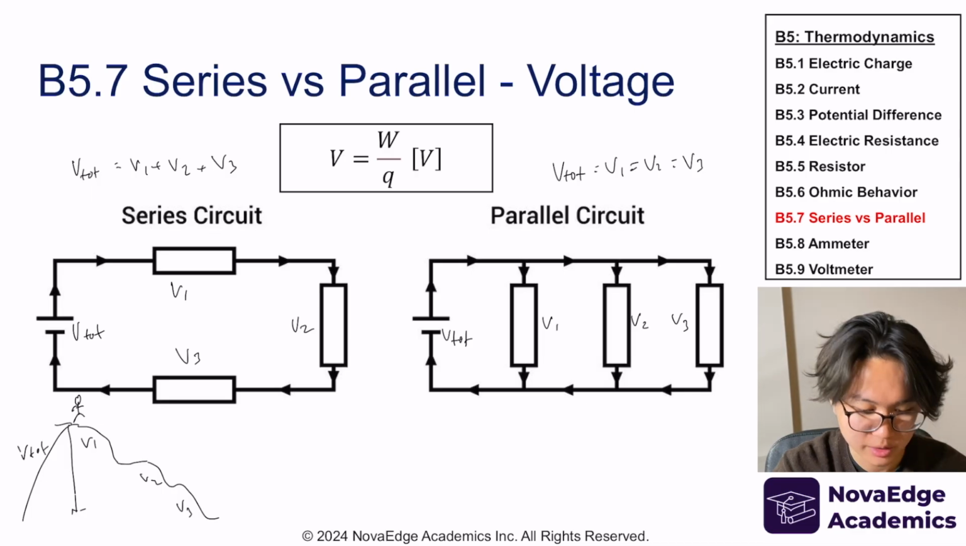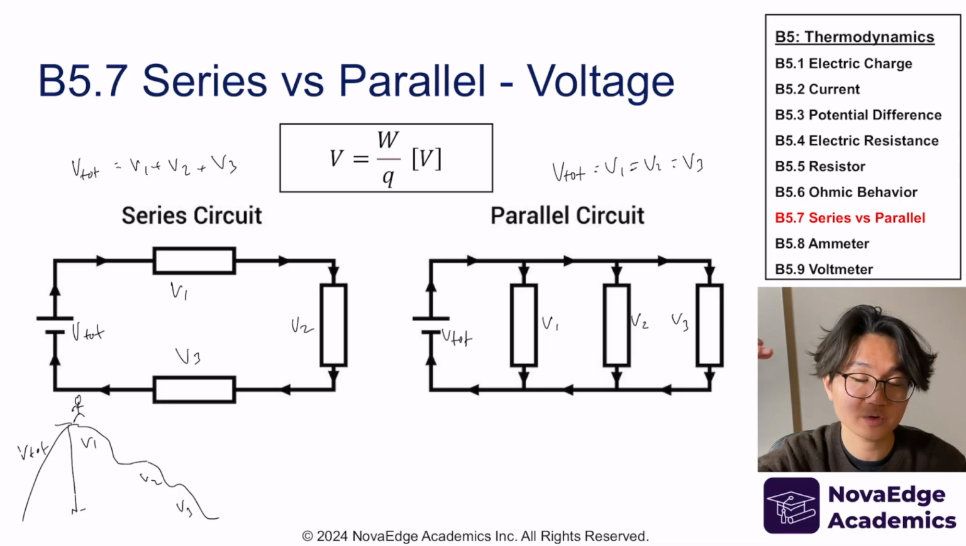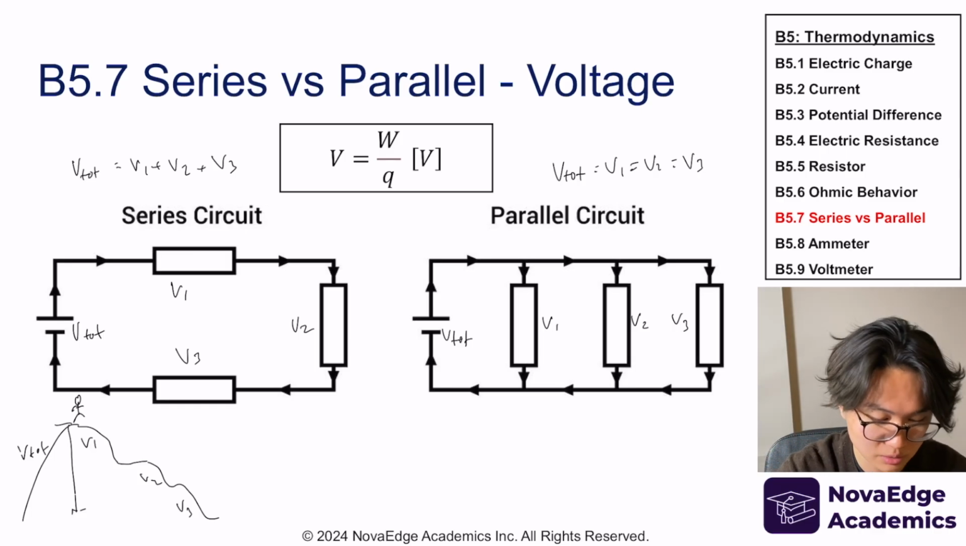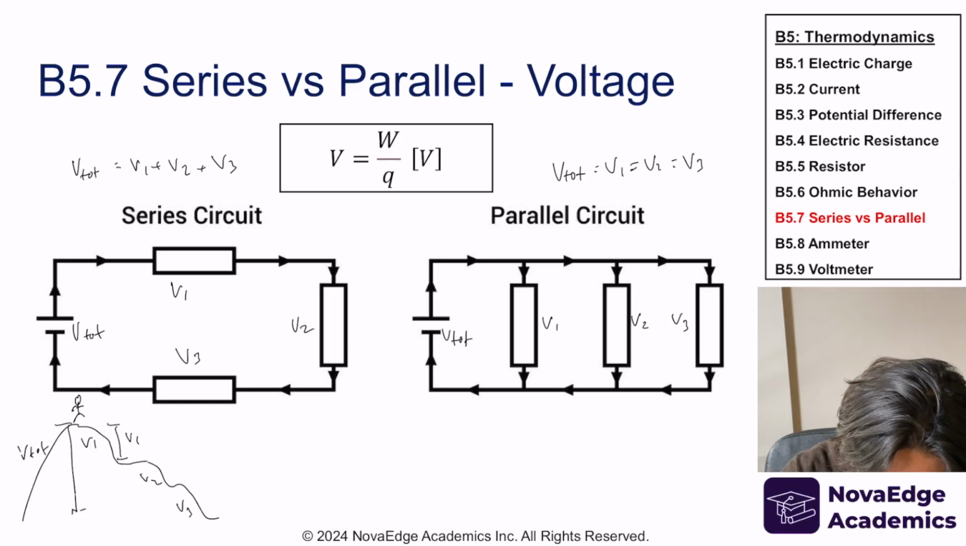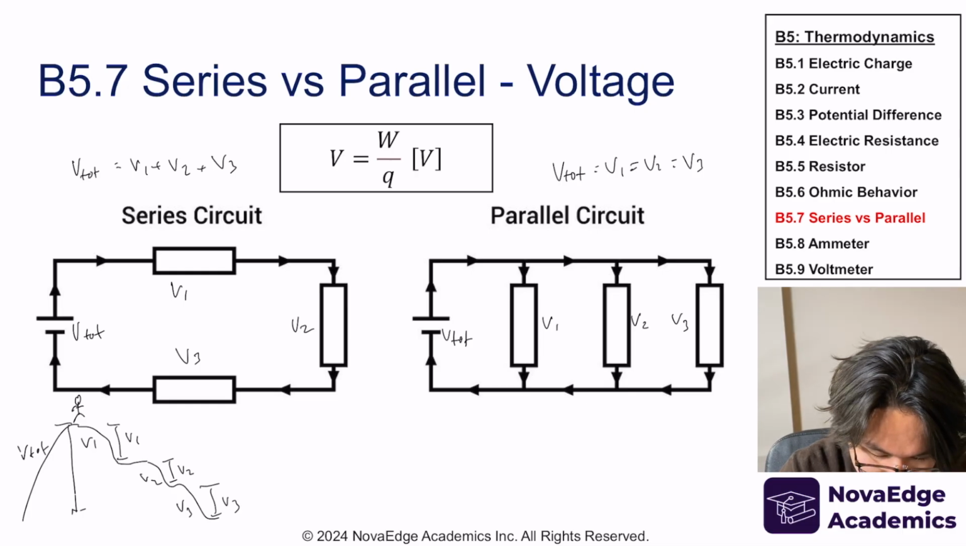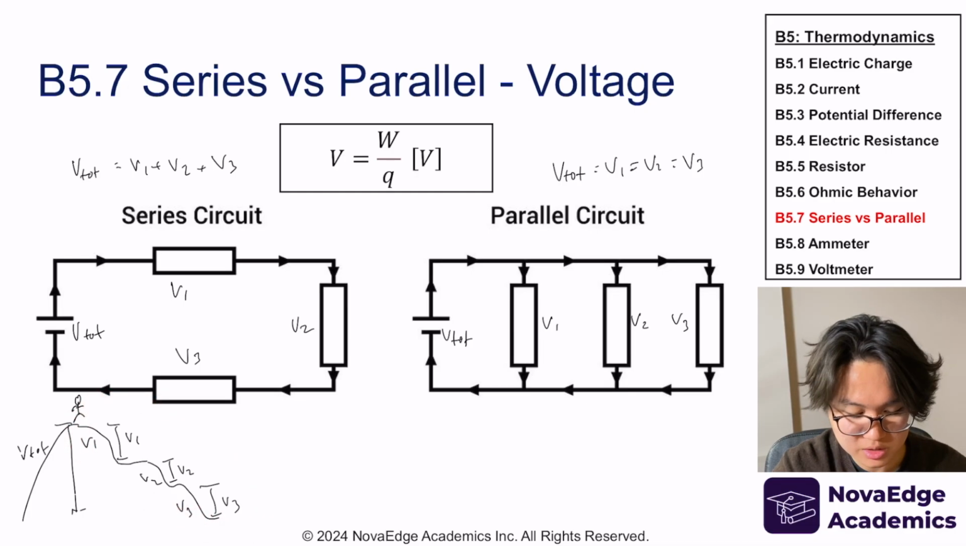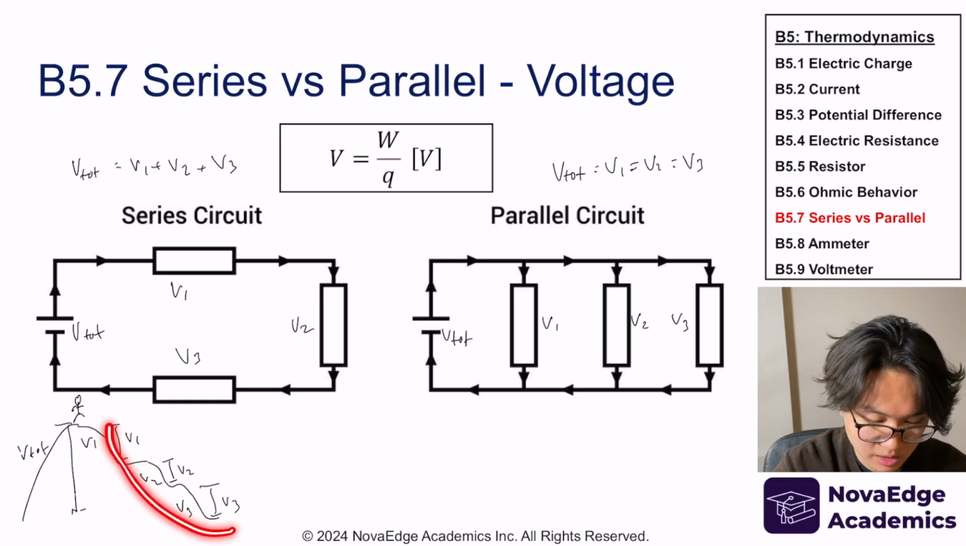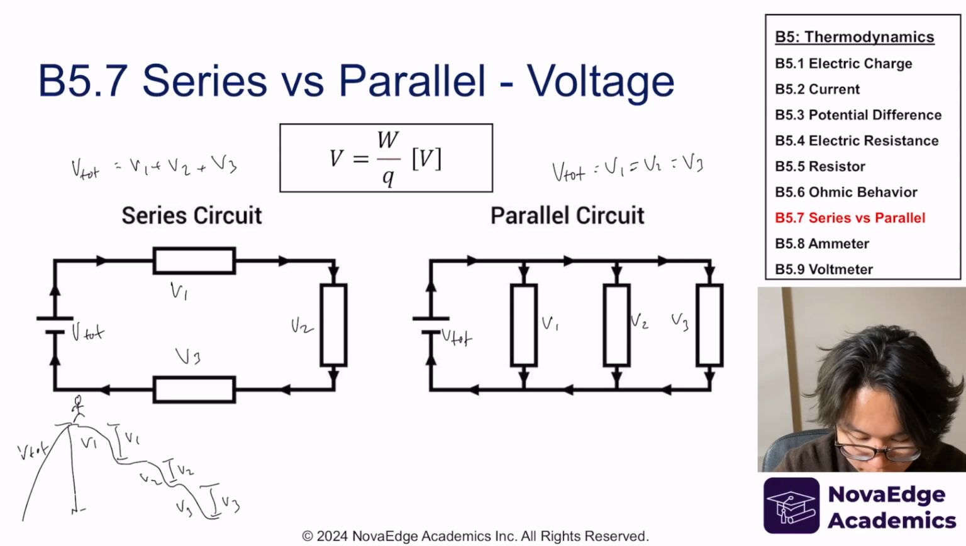Because remember, it's potential difference. It's the difference between 2 points. So difference between 2 points, here it's V1, here it's V2, here's V3. Right? It's the addition of these. And they don't necessarily have to be the same. They can be completely different. And the addition of this is V total. How about parallel circuit? Well, parallel circuit, you have a mountain.